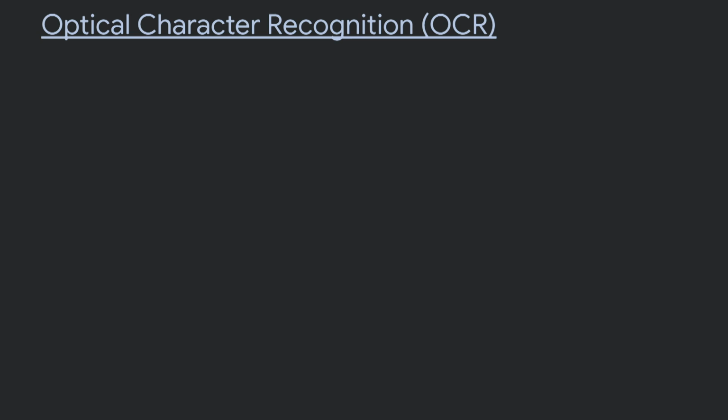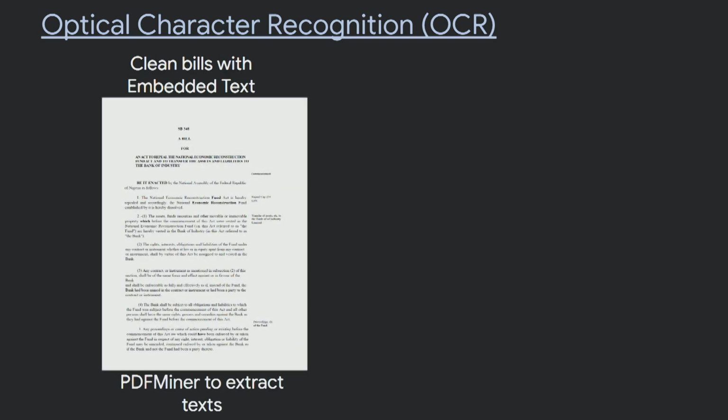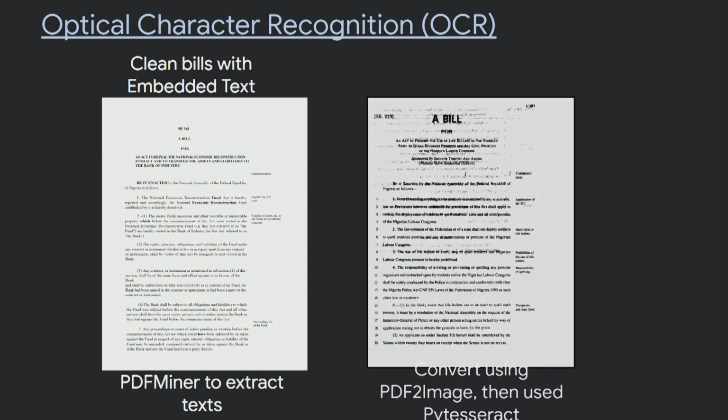And the first thing we did is to take this bill and put it into an OCR. Because of the nature of our data set, we have to force some of our OCR choice. So the first thing is clean bills with embedded text. We could put them into PDFMiner and extract some of the text from it. The ones that are not so good, we converted them to images using pdf2image, and then we use the pre-trained OCR, PyTesseract, to extract the text from it.